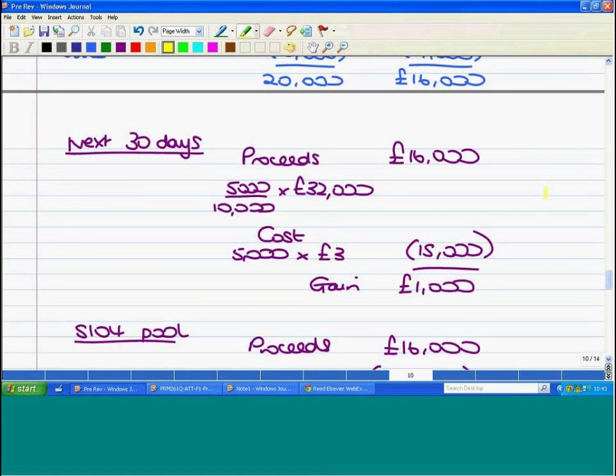Now, if you're still confused about why we do this, remember the whole bed and breakfasting rules. I would recommend you go back to your course manual and just have a read through the rules.